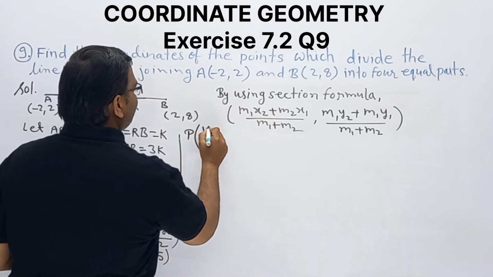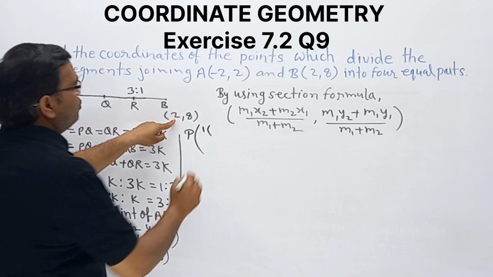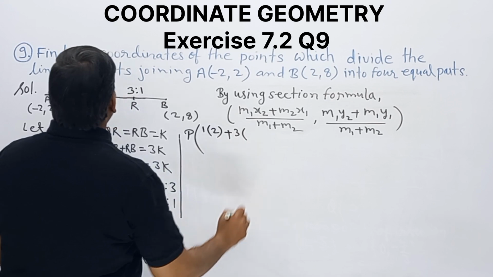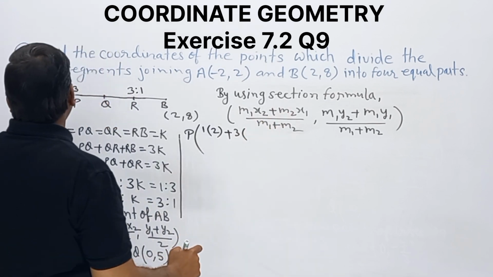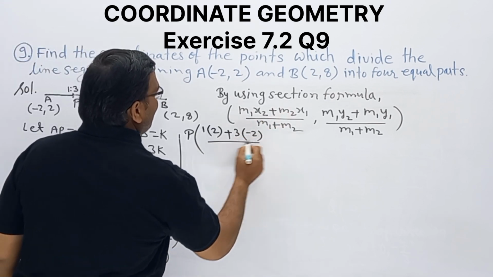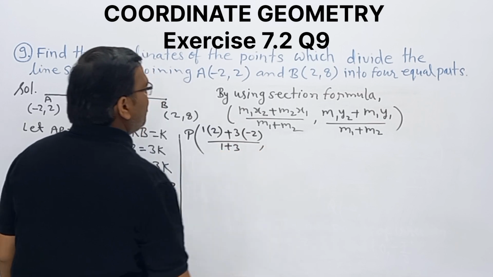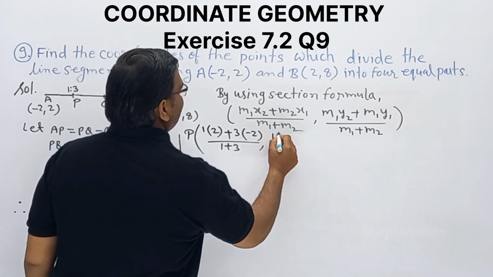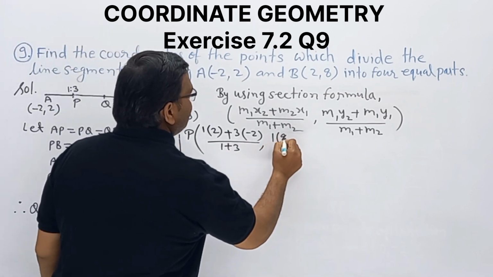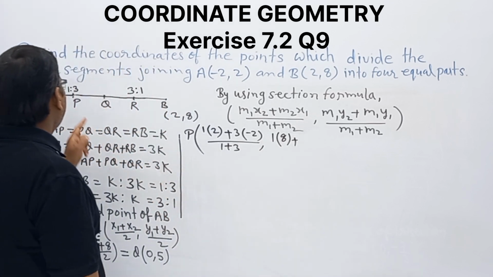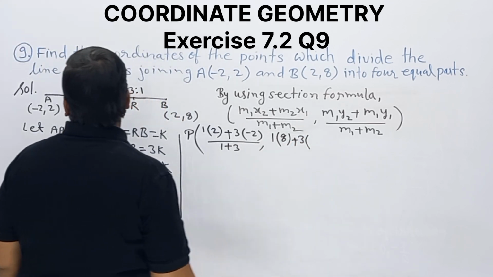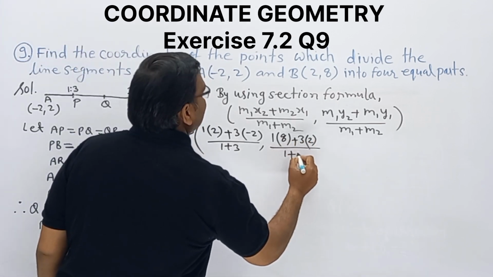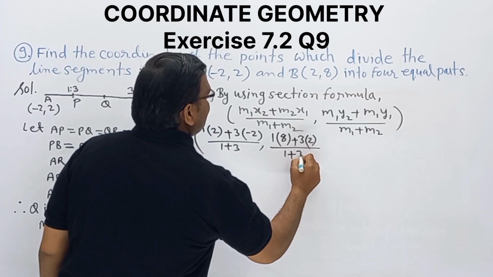Coordinates of point P: m1 is 1, x2 is 2, plus m2 is 3, x1 is minus 2, divided by m1 plus m2, 1 plus 3, comma m1 into y2, m1 is 1, y2 is 8, plus m2 is 3, y1 is 2, divided by m1 plus m2. Clear?